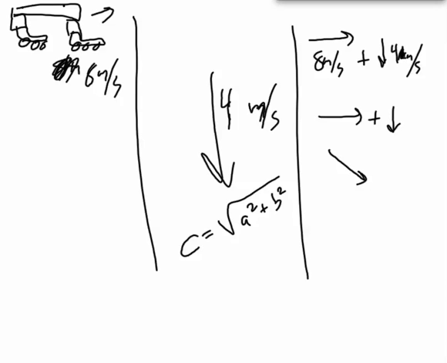Wouldn't it be awesome if moving walkways did move at 4 kilometers per second? That would be cool. You get places fast. So what's the answer here? 8.9.